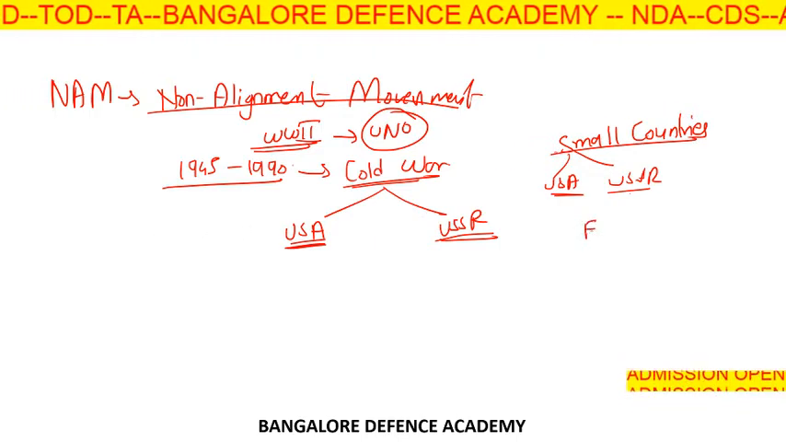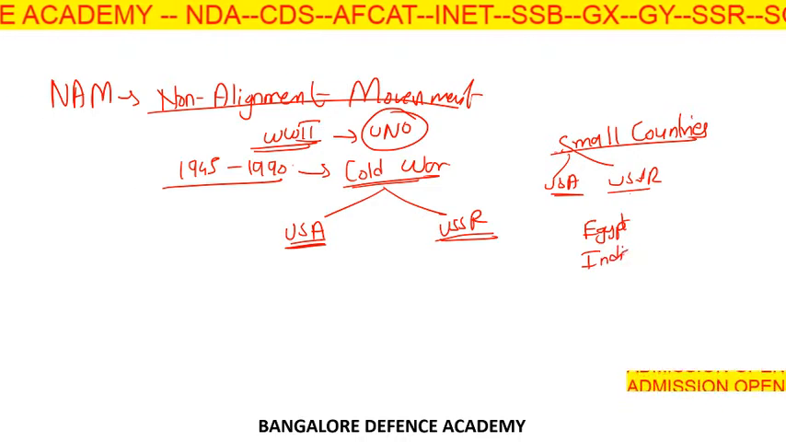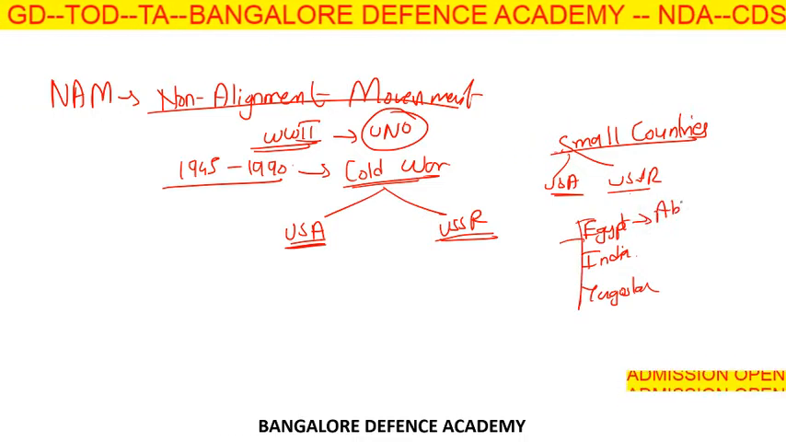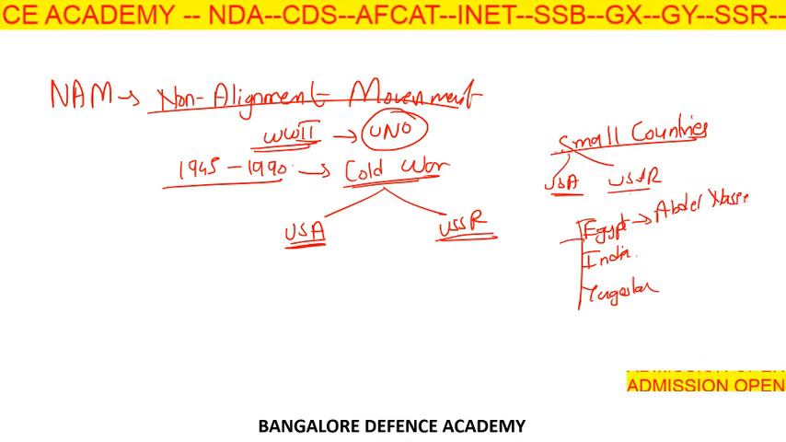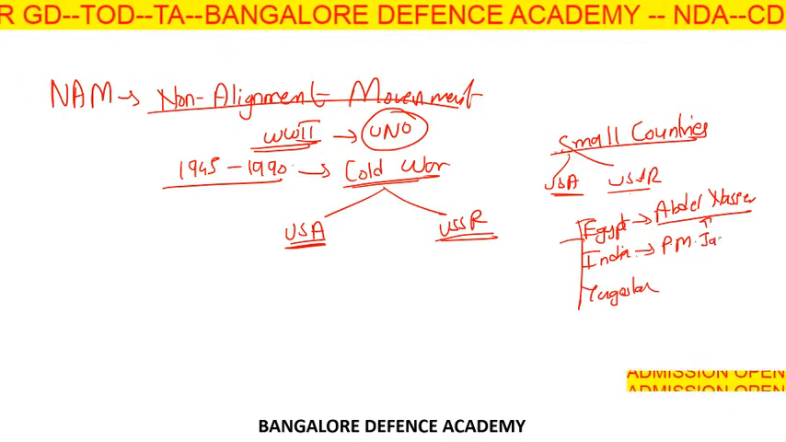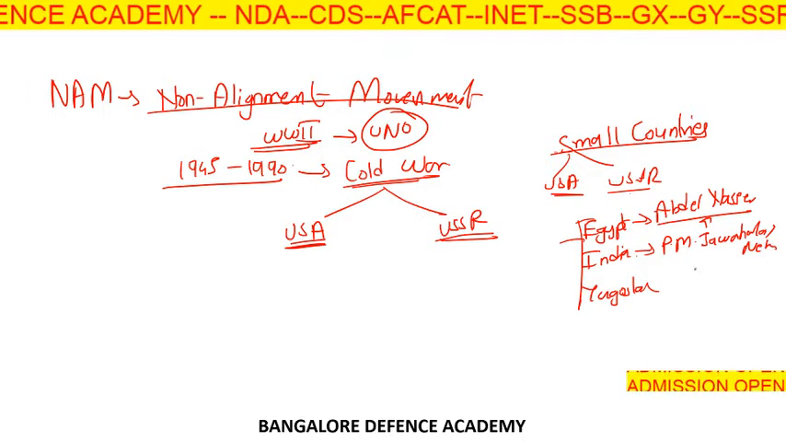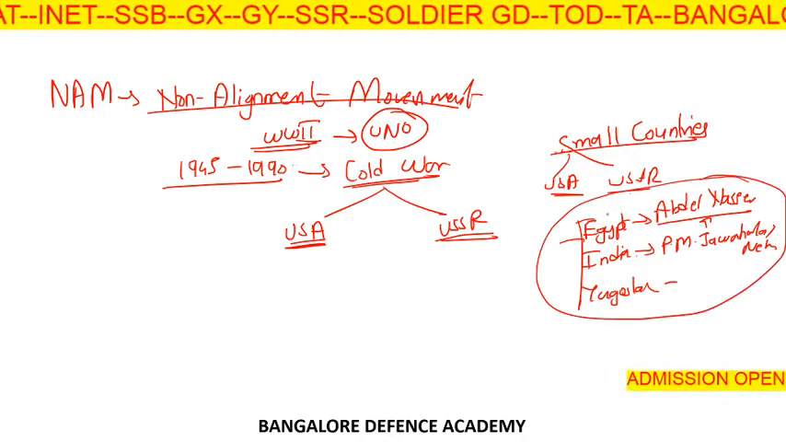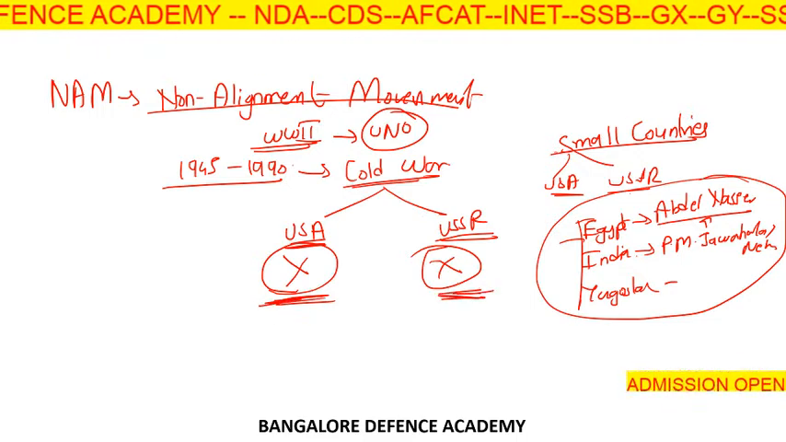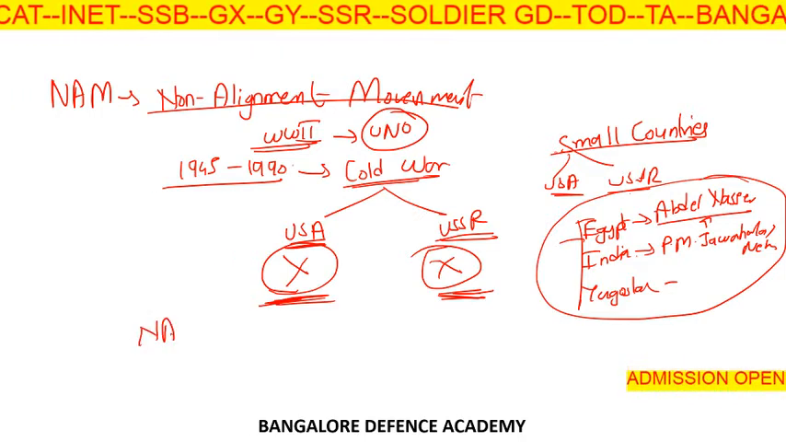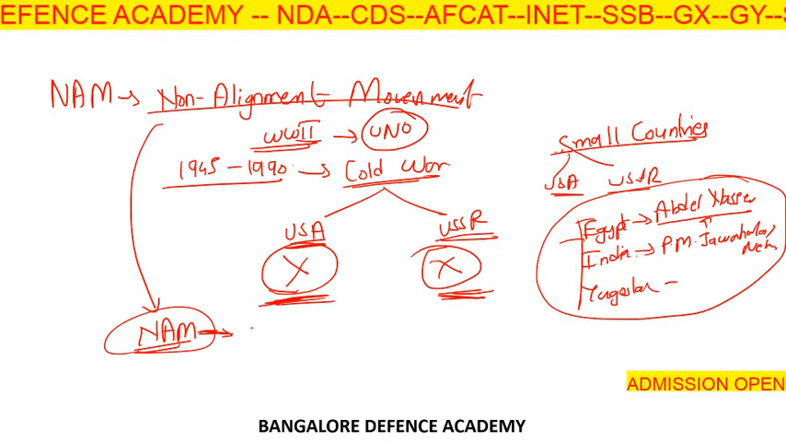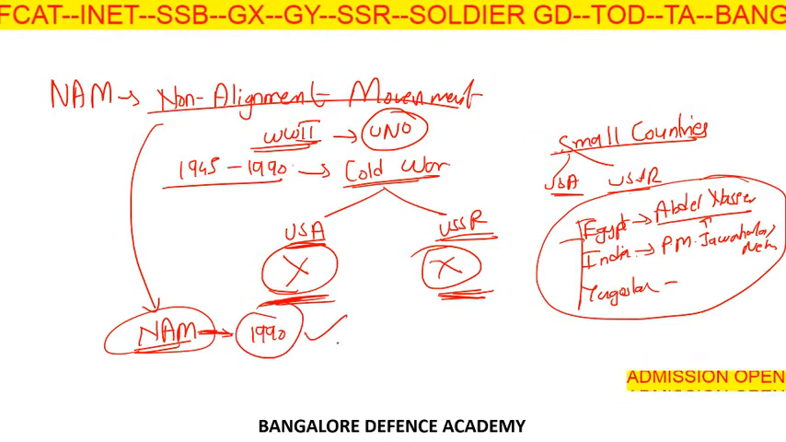So at this time, countries like Egypt, India and Yugoslavia. The Egyptian leader Abdel Nasser is the person who gave this idea. Then the Prime Minister of India, Jawaharlal Nehru, and the Yugoslavian leader. All these three leaders came together and said, we are neither joining USA nor USSR. They decided to start something called NAM, the Non-Alignment Movement. This is how it took place, and till 1990, till the Cold War got over, it was a very important organization.